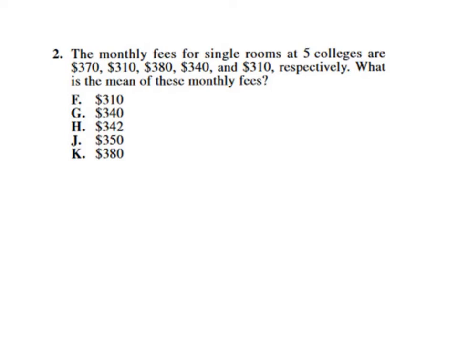For question 2 on week 1, we are trying to find out of the 5 colleges, they have room and board prices at $370, $310, $380, $340, and $310. We are trying to find the mean for these monthly fees. Remember, the word mean also means average.